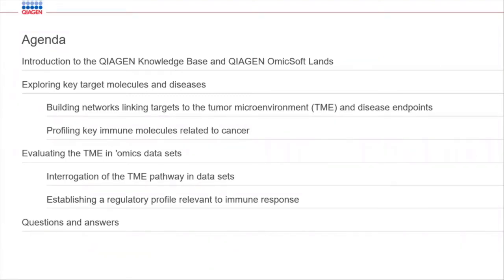In addition to this, one other aspect we're going to talk about with regard to data analysis in IPA is regulatory prediction within the software. IPA has a very powerful tool that allows you to define what regulatory molecules might be driving the observed expression changes in your data set. We're going to look at how we can use the core analysis in IPA to define a cytokine regulatory profile for a particular data set and tie that into, again, specific functions related to tumor biology.